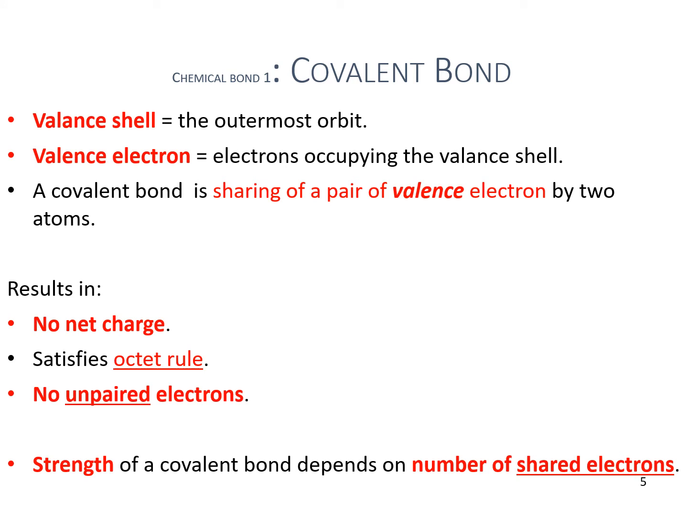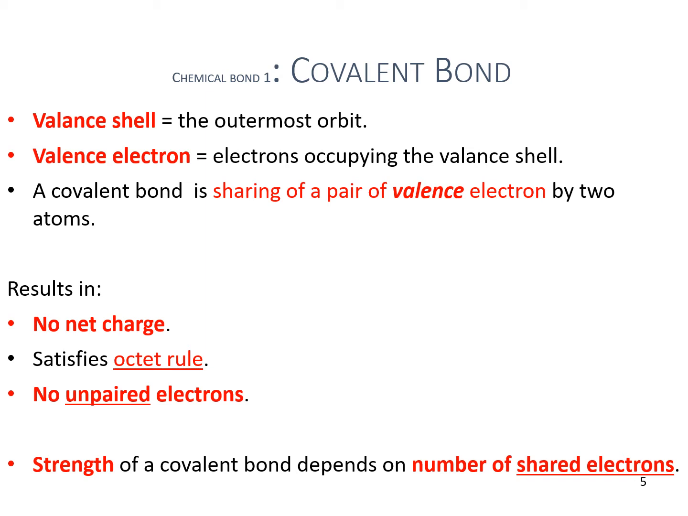Okay, the first chemical bond is the covalent bond. First you have to understand what a valence shell is. The valence shell is the outermost orbit of an atom, and within it you will have the valence electrons. Usually the electrons on the valence shell will have to satisfy the octet rule, so the outer shell will have to have either 2 electrons or 8 electrons.